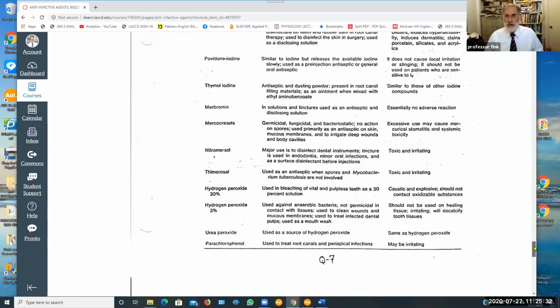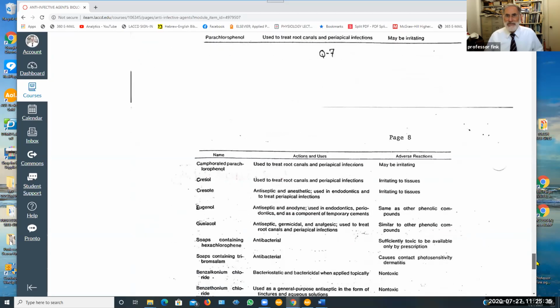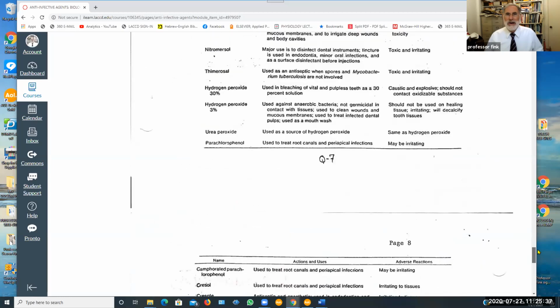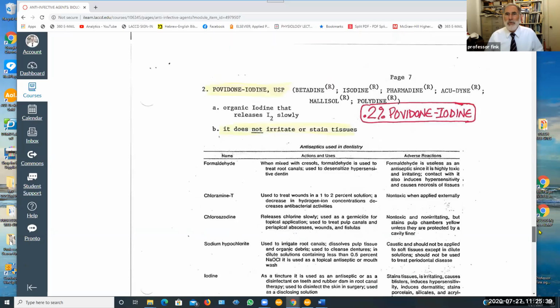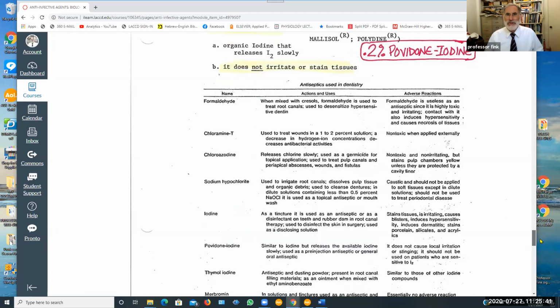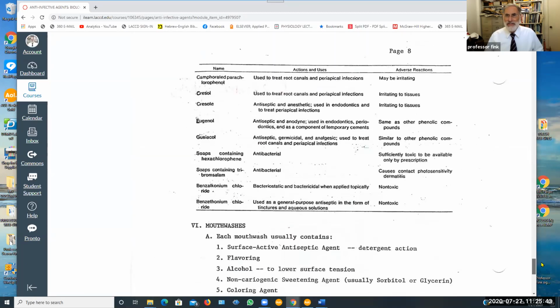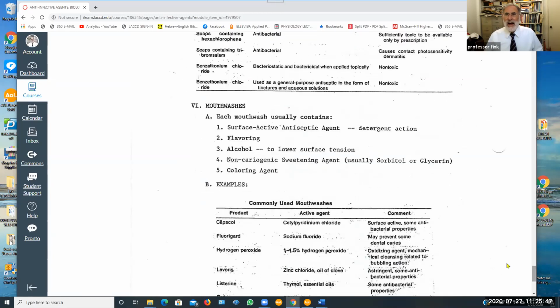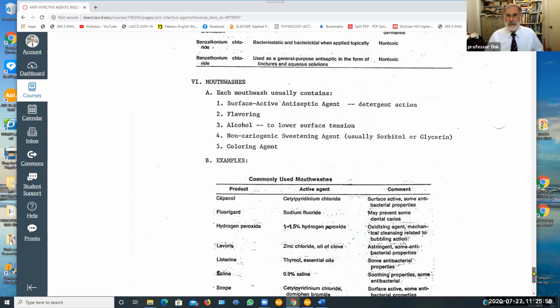We mention on pages Q7 and Q8 a number of mouthwashes that are commonly used and indicate which antiseptic they contain. And we mentioned that mouthwashes typically have a surface active antiseptic agent, that's most common, and some flavoring and colorings and so on.